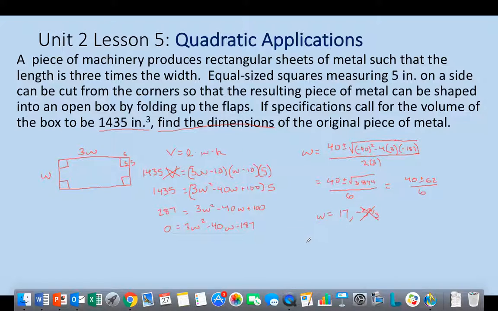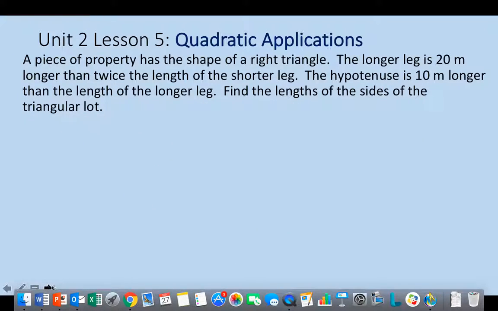So now that I've got the width, I can go ahead and find my other dimensions. The length, remember the length was 3 times the width, so that's going to be 51. And of course my height was what was given originally, and that was 5. All right, there we go. There's solving a problem with volume. Let's go ahead and see what else we've got.